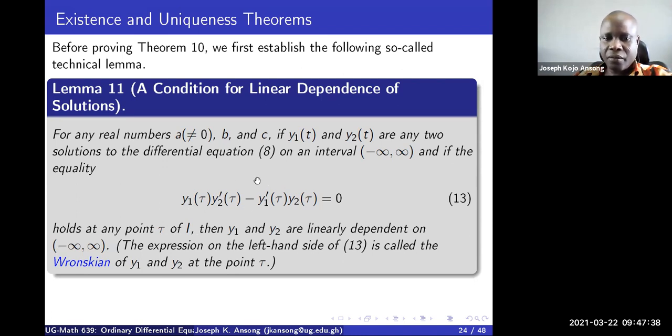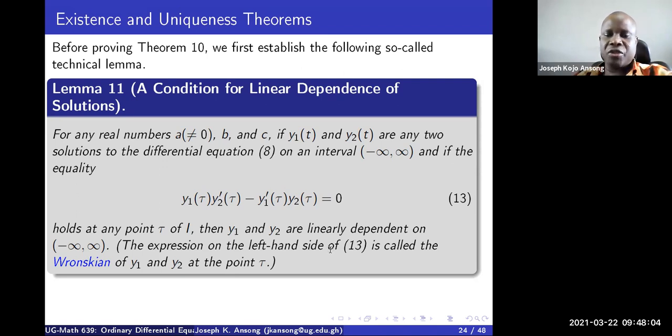Now this expression on the left-hand side here is called the Wronskian. I don't know if you have heard about the Wronskian before, I'm sure. So that is the Wronskian. This says that if the Wronskian at any point of the interval is 0, then the two solutions y1 and y2 are linearly dependent on each other. So we want to prove that.